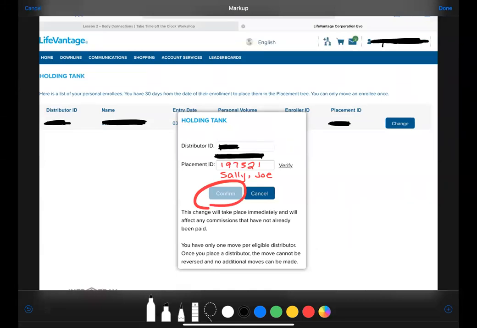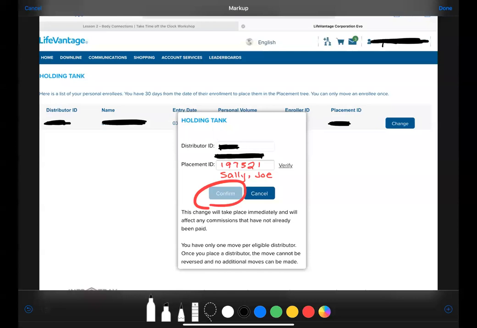Now that doesn't mean that that customer now becomes Sally's customer. It is still your customer. However, Sally now can count the same volume as well as get paid on Sally Joe as well as you can. So you guys both get the volume. You don't have to share it, like it doesn't get split in any way. You both get full. So if Sally has 100 volume, you guys both get that 100 volume.